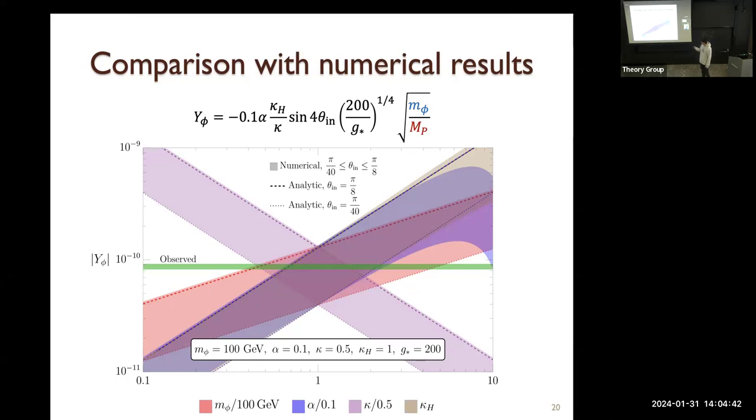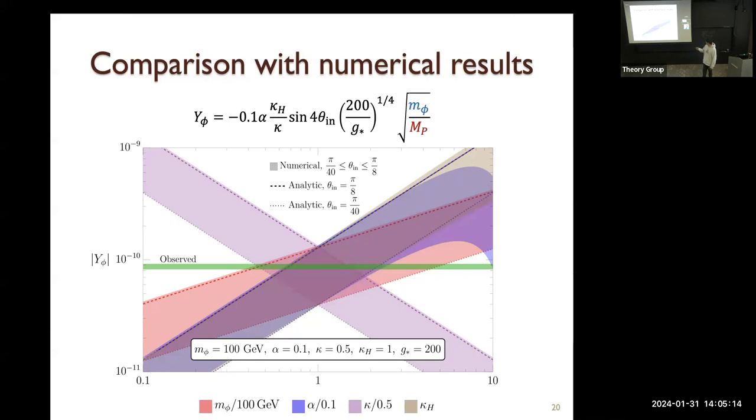For example, this red is where I vary m_phi from 10 GeV to 1 TeV. And this is where I vary alpha from 10^-2 to 1, and so on. But you still have to transfer it, right? Sorry? Why do you compare to 10^-10? You still have to transfer it to the baryon asymmetry. Yeah, I still need to transfer it, but I'm going to talk about that later. A little bit of a spoiler, but this Y_phi will be exactly the same as Y_B later.